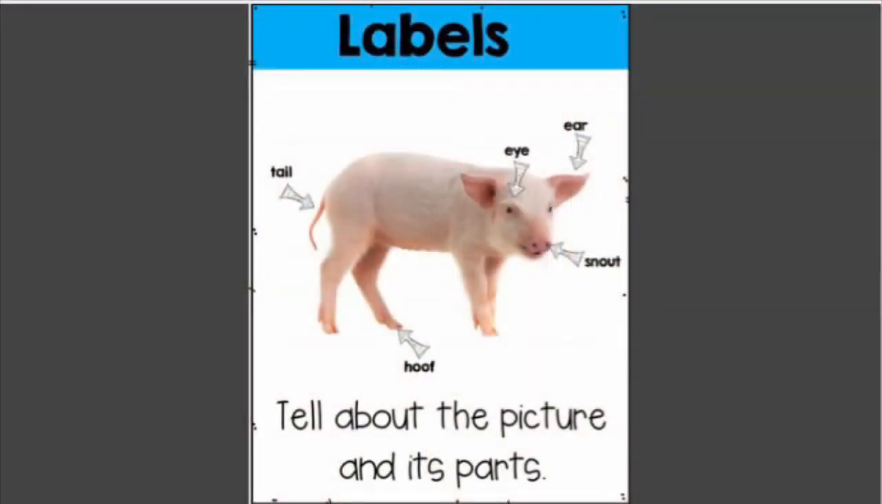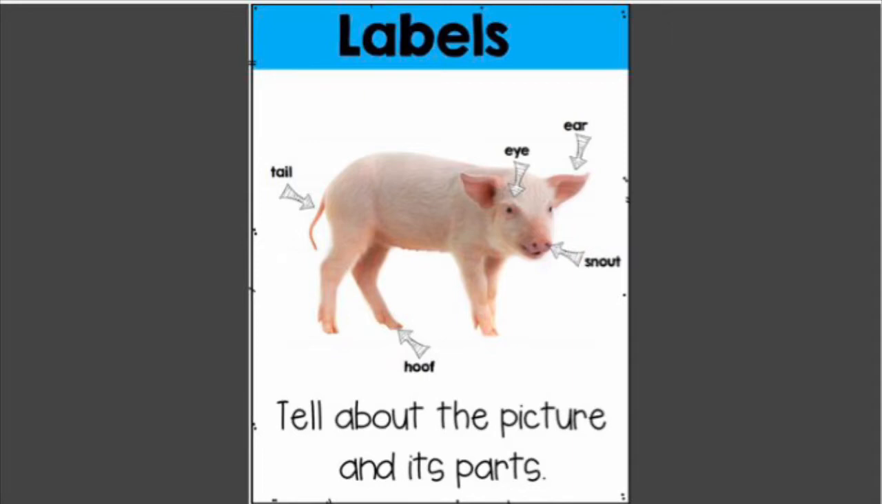So, another text feature that we can add are labels. And we've done labels before in our writings. Labels tell about a picture and they tell about its different parts. So remember, we've added labels to our pictures before. You can see there's a little picture of a pig right here, and they labeled different parts of the pig. They labeled its tail, the eye, the ear, the snout.